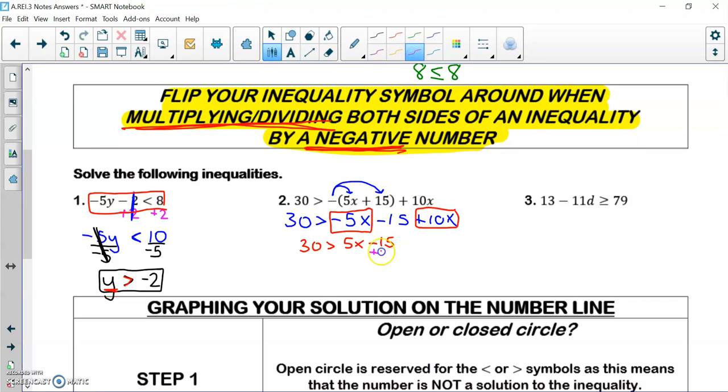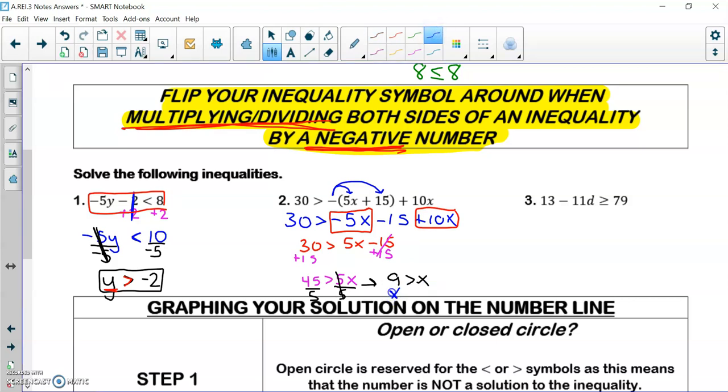Now I'm going to add 15 to both sides. So I wind up with a 45 is greater than a 5x. And then now I'm going to divide 5 by 5 on both sides. I'm dividing by a positive number, so I do not flip my symbol. I wind up with 9 is greater than x, which, if you want to write your variable on the left side, then you flip your entire statement around.